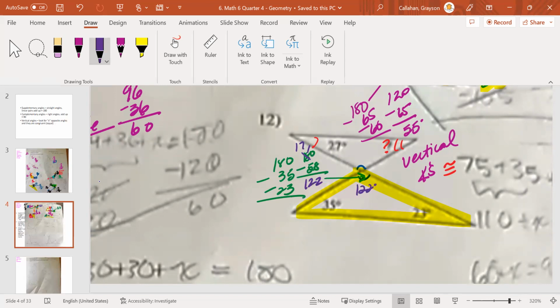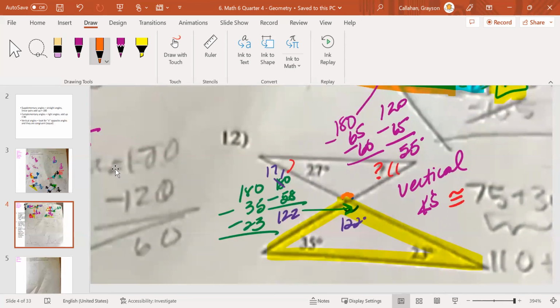122 degrees. If this angle is 122 degrees, what is my orange angle gonna be? If the purple angle is 122, what is my orange angle? No, why would you say 27? This orange angle right here. What would be that orange angle? Because they're vertical angles and they're equal to each other. Now, do I have at least 2 angles that I know of in this blue triangle? What are the 2 angles?